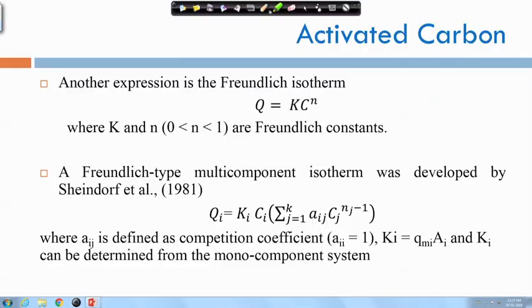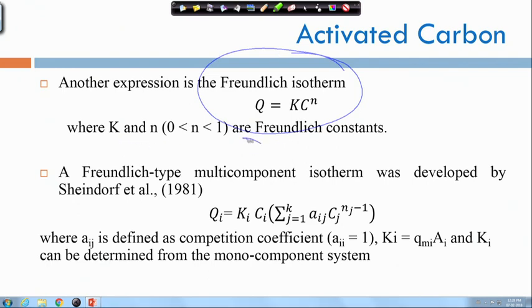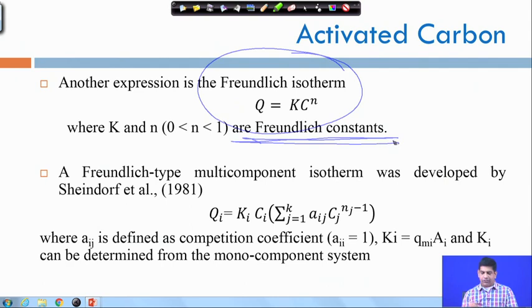Another expression that is used for activated carbon isotherms is the Freundlich isotherm, which is very common. You may have seen it in other classes as well, where Q is expressed as K times C to the power of n, where K and n are the Freundlich constants, and C is the concentration.